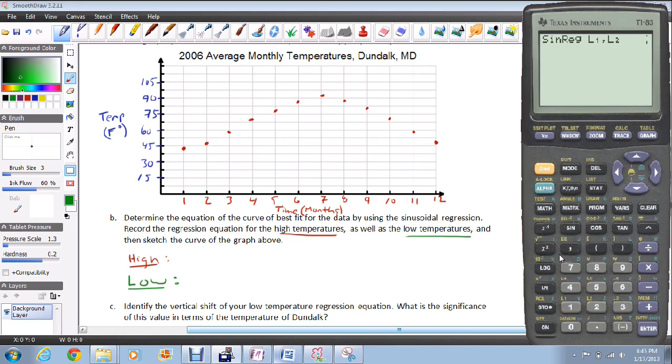Calculator's thinking. Okay, so voila, we got our answer. We have y equals 23.3 sine of 0.5 x minus 1.97 plus 66.9. So take a second to jot that down. Again, I just rounded to one decimal place.